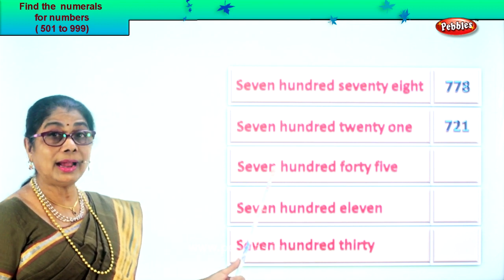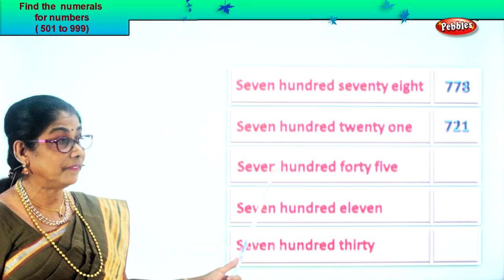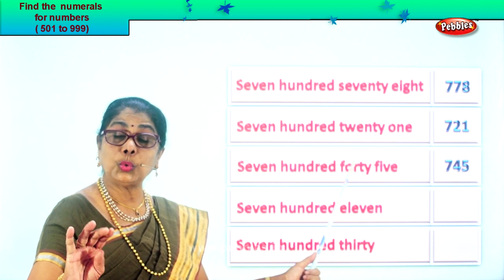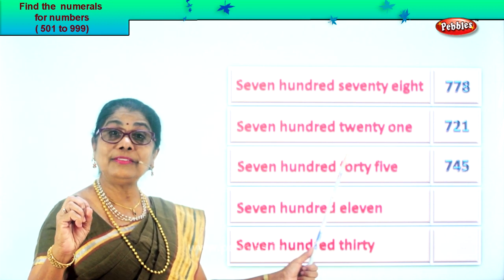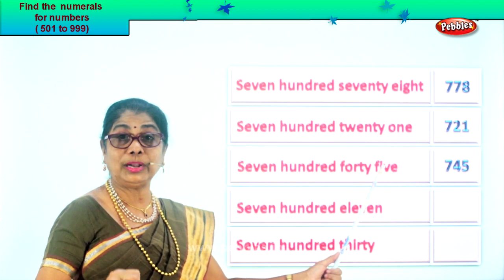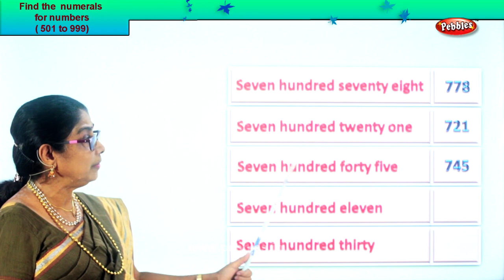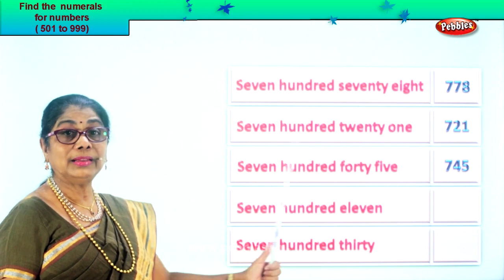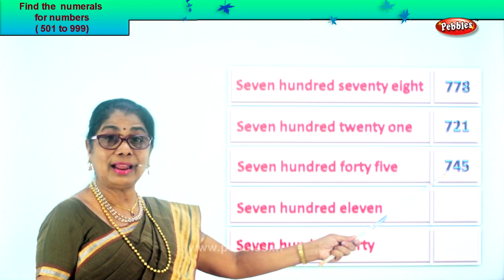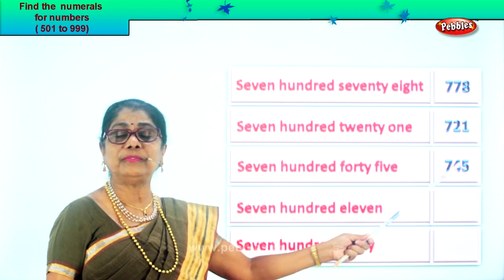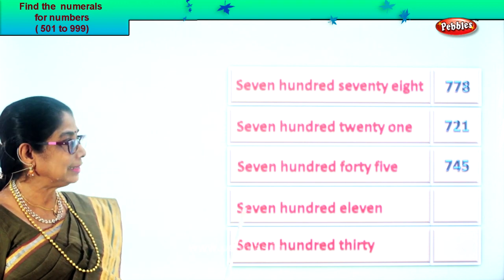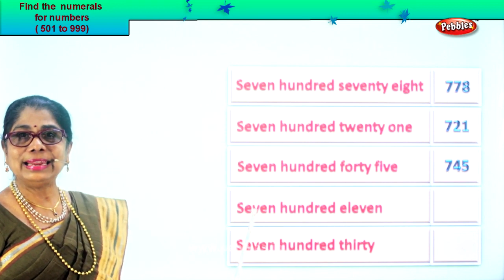745. In the 100s place, you have 7. 45: 4 in the 10s and 5 in the 1s place. 7, 4, 5. 745. Good. Let's take the next number name.